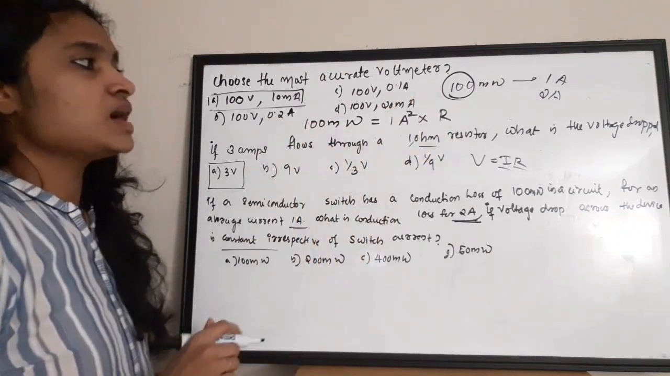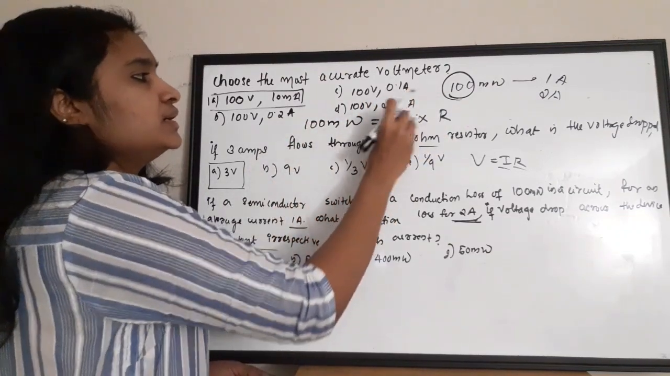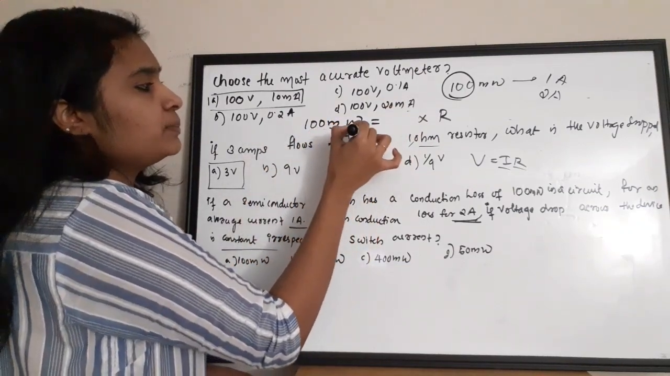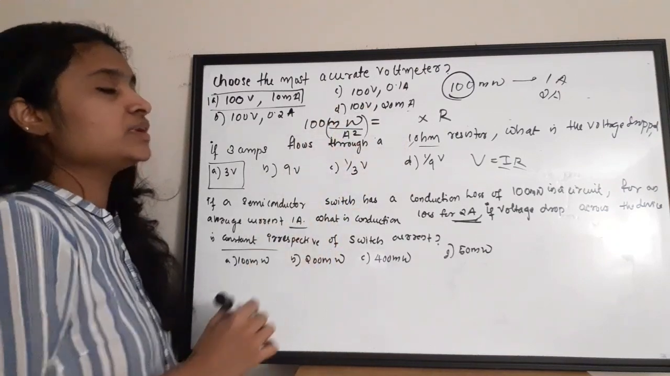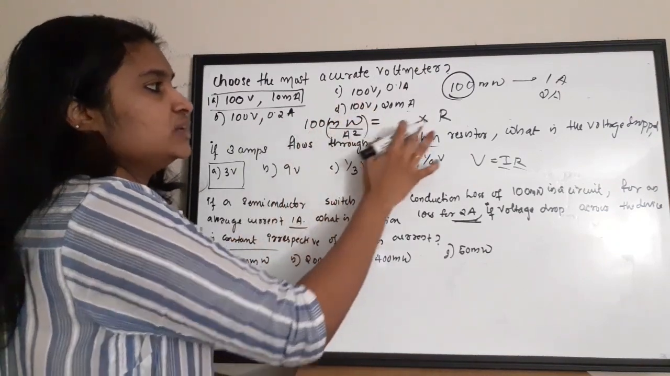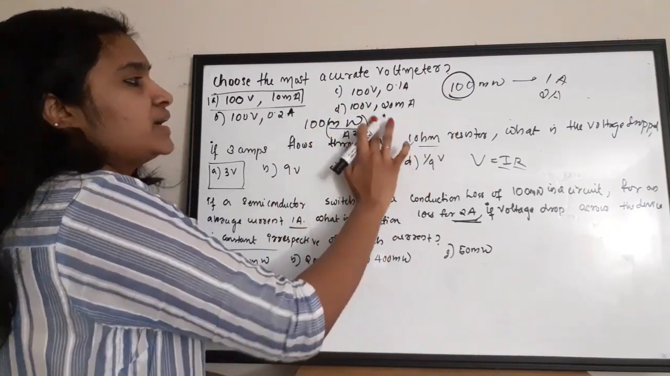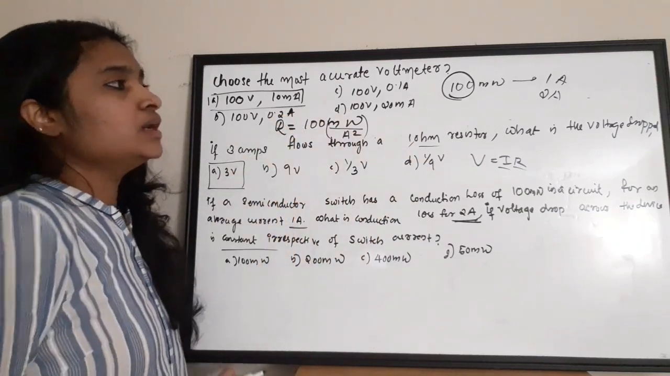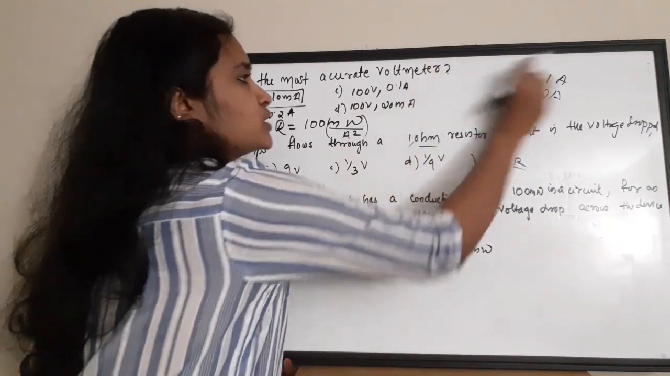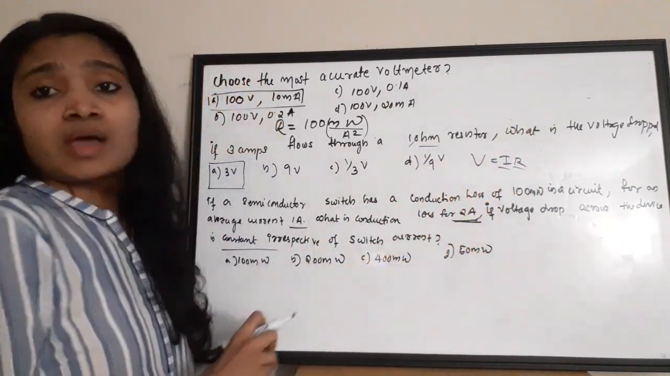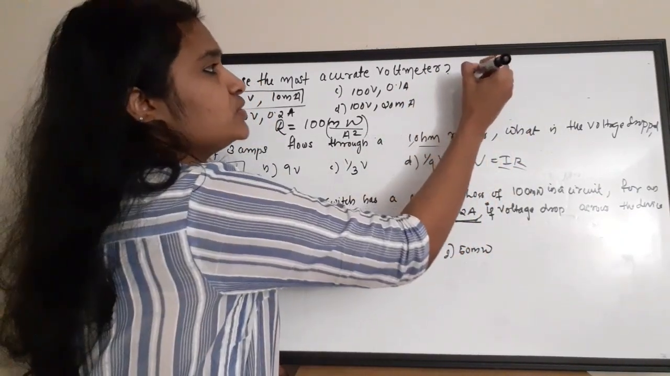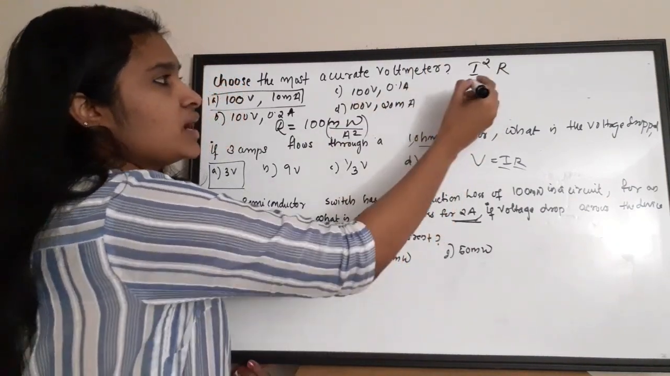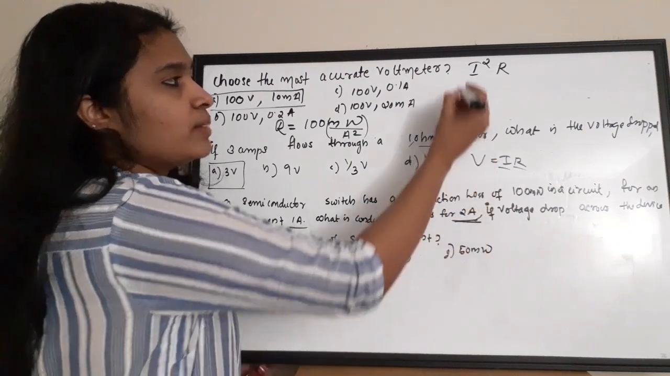So this is our relation. Now what is R from this equation? It is 100 milliwatt by ampere square. This is a unit. So this is obtained as the resistance or R value. Now we are going to calculate the new conduction loss for 2 ampere current. So for that we are using the equation I square into R. What is the value of I here? It is 2 ampere square.